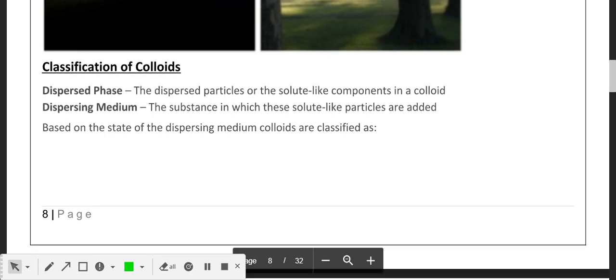So classification of colloids. The dispersed particles or the solute-like components in a colloid are known as the dispersed phase. And the dispersing medium is the substance in which these solute-like particles are added. So in Hindi I am going to explain it. Dispersed phase is the phase in which the particles of the components are present. And dispersing medium is the medium, the substance in which these solute particles are added, in which we are adding them. Based on the state of the dispersing medium, colloids are classified as follows.